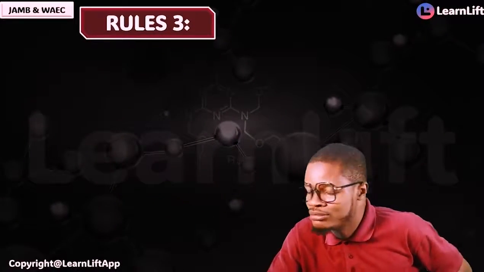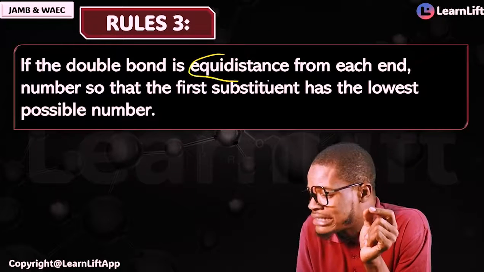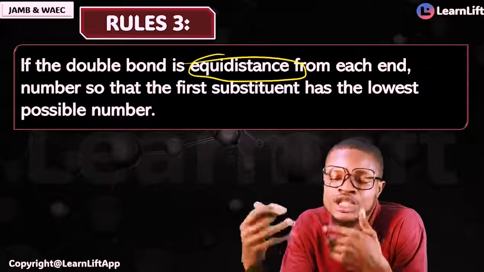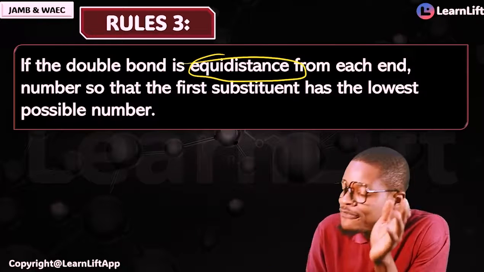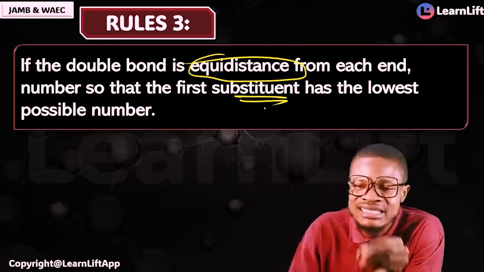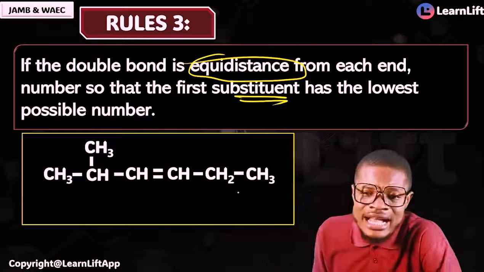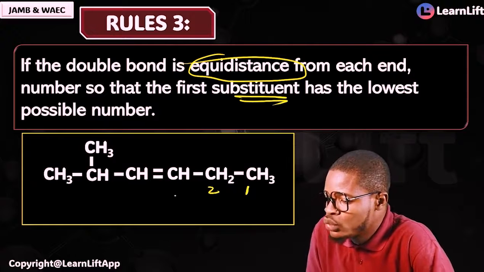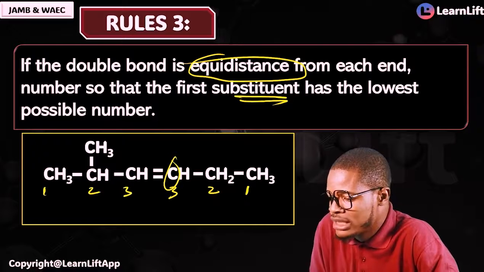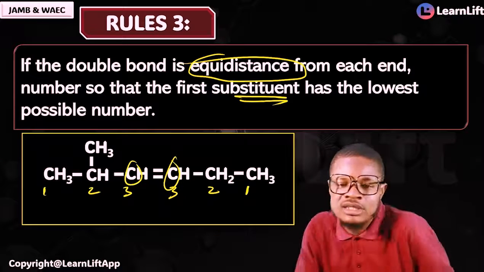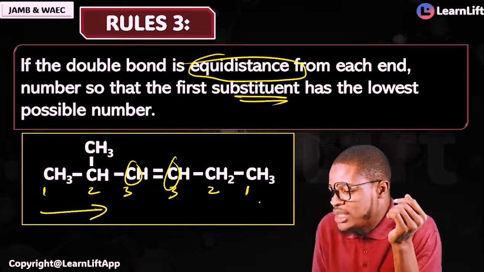Another thing is your rule 3. In rule 3, don't forget, if the double bond is equidistant, what is equidistant? Equal distance from each other. What do we do? Number so that the first substituent has the lowest possible number. Look at this very fast. If I count like this, 1, 2, 3, carbon 3 owns the double bond. But if I count like this, 1, 2, 3, carbon 3 as well owns the double bond. Equidistant. But where do we count? Should we go like this or like this?